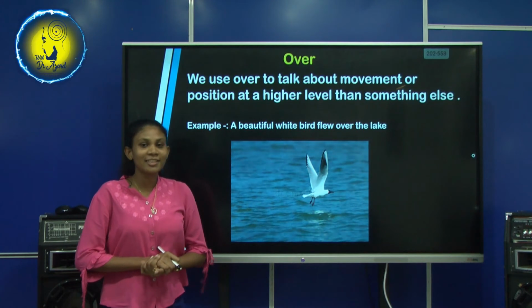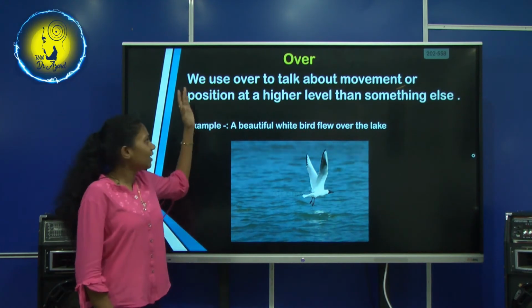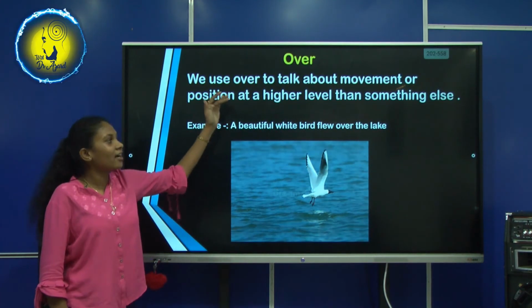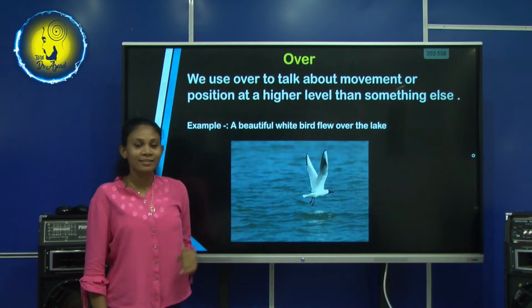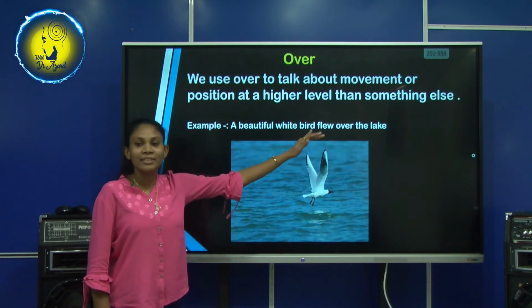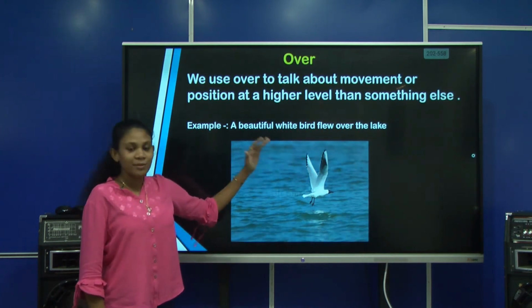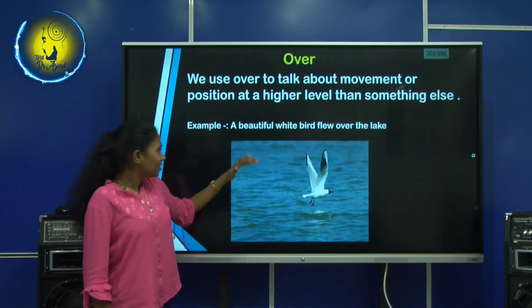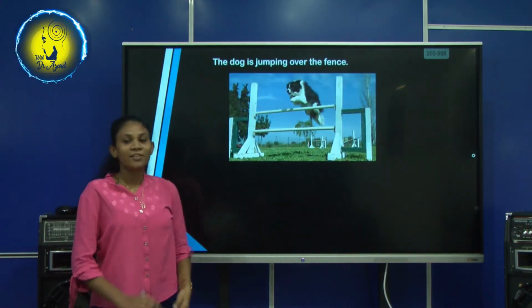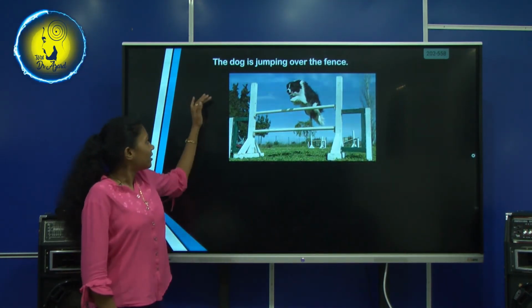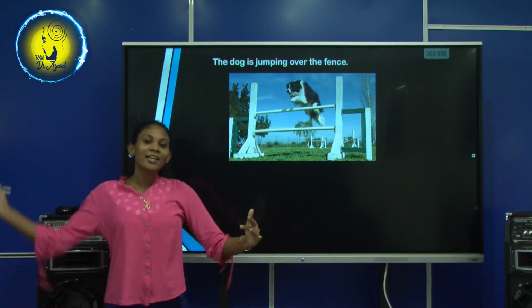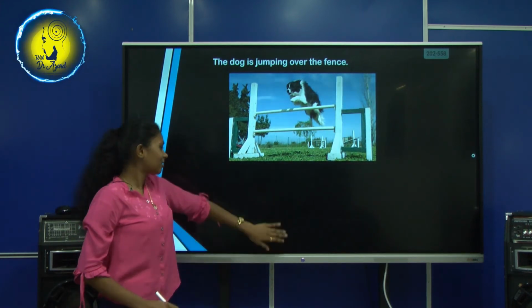Our next preposition is over. We use over to talk about movement or position at a higher level than something else. For example, a beautiful white bird flew over the lake. There is a beautiful white bird, no? So, the bird flew over the lake. Next example, the dog is jumping over the fence. There is a dog. The dog is jumping over the fence.